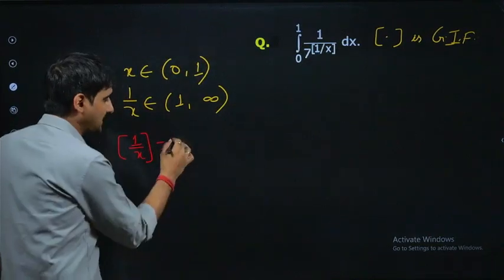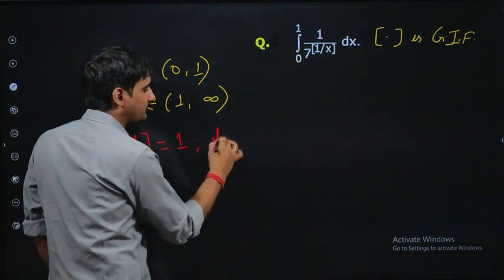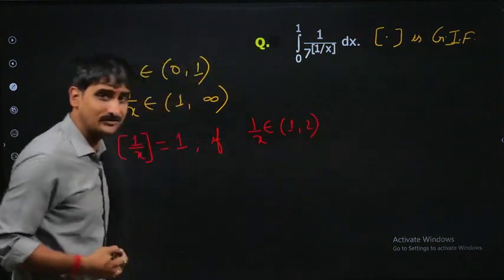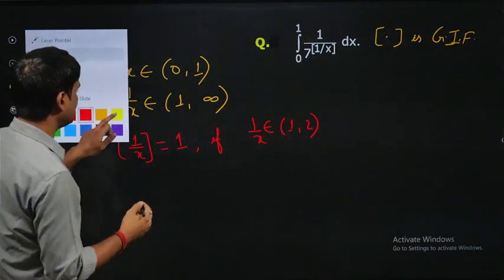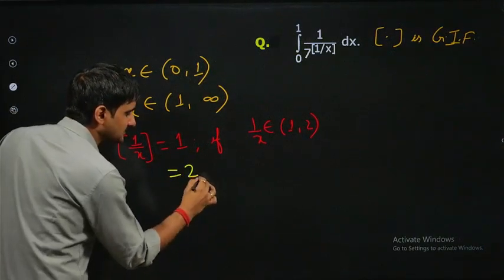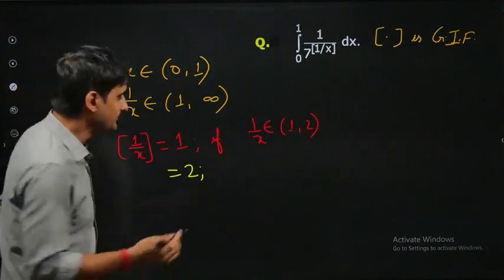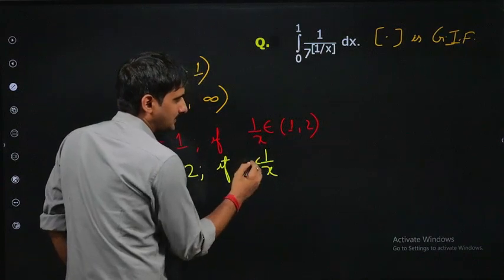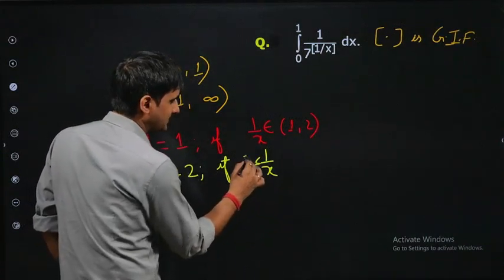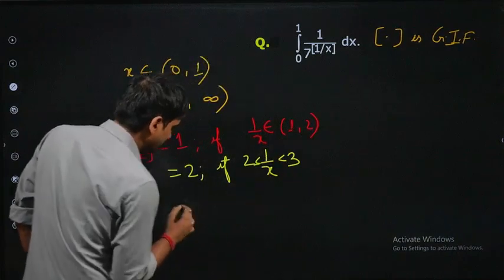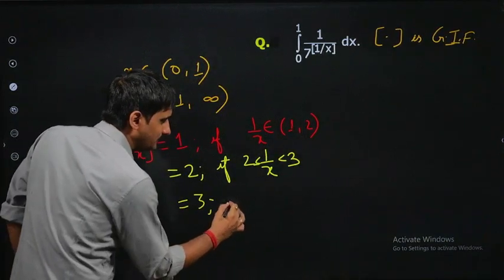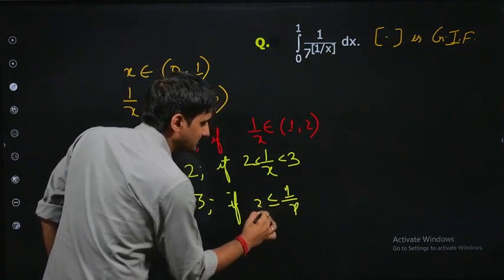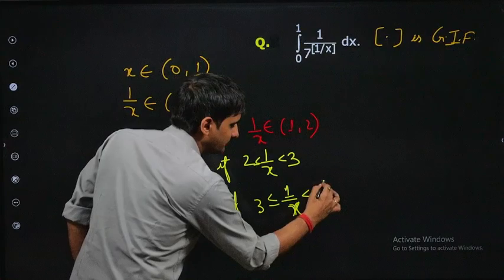what will that be? That will be 1 if 1 by x goes from 1 to 2. All of you agree or not? Similarly, I can write here greatest integer of 1 by x will be 2 if 1 by x is greater than or equal to 2, less than 3. Similarly, it's 3 if 1 by x lies between 3 and 4.